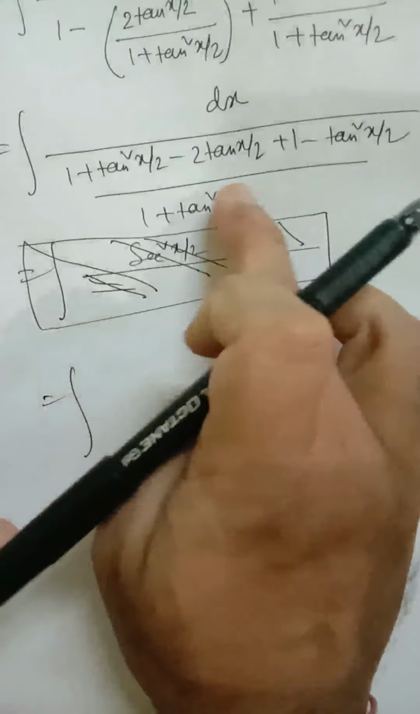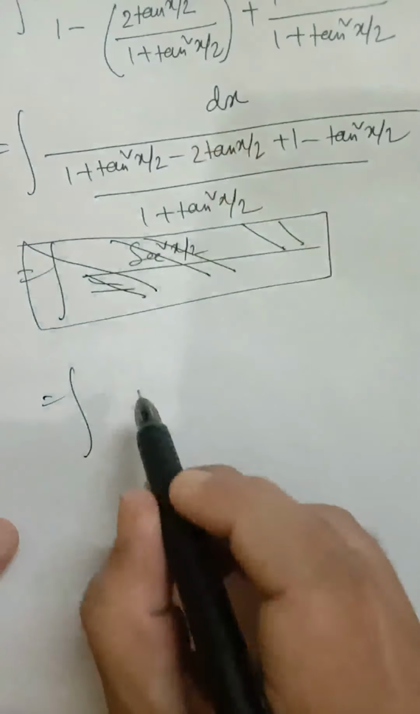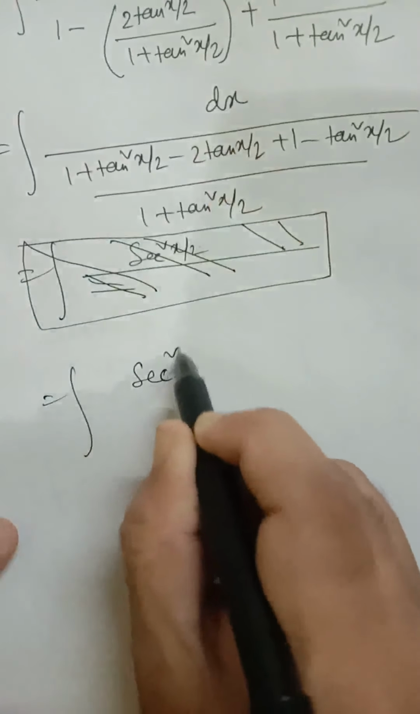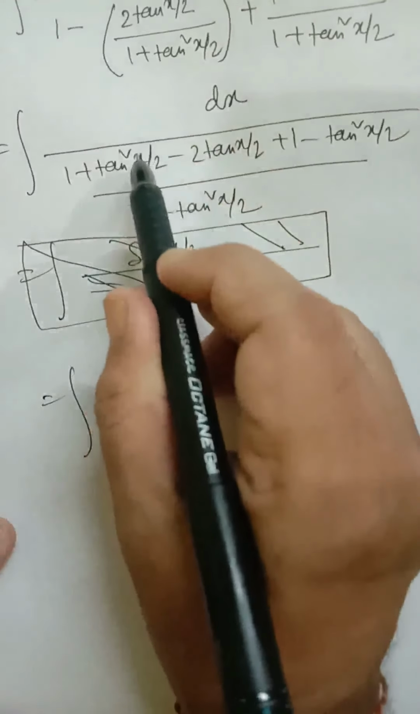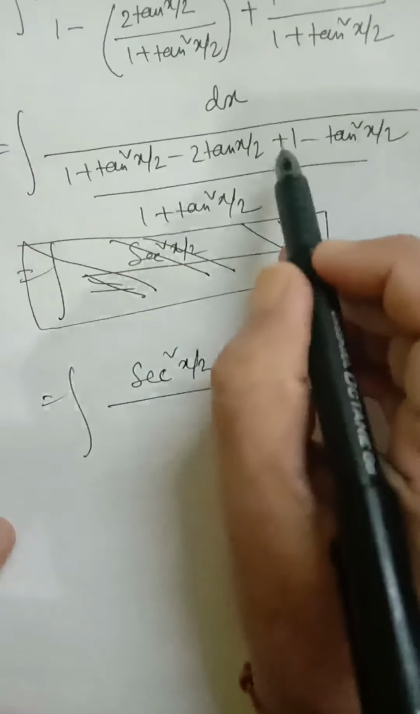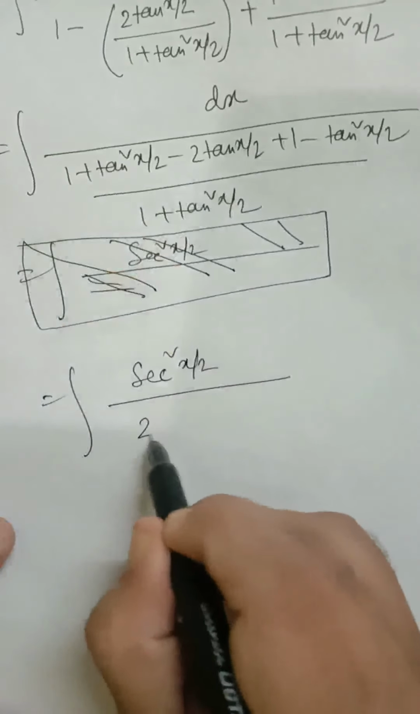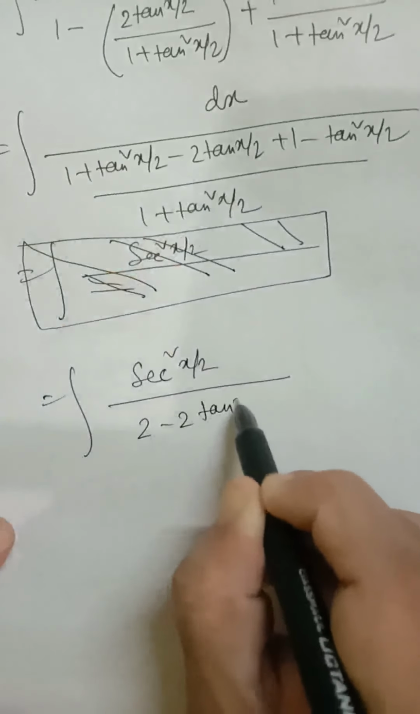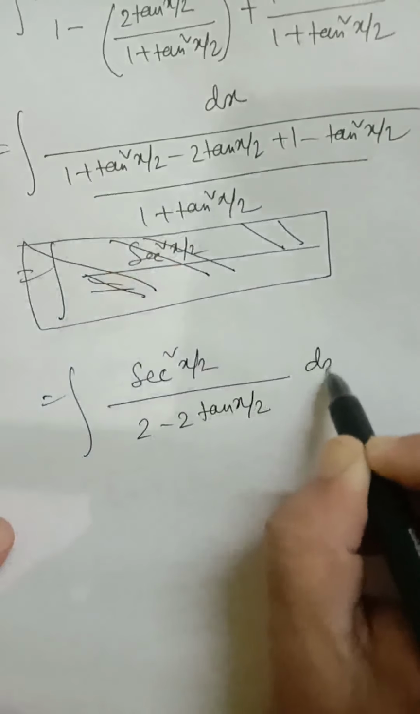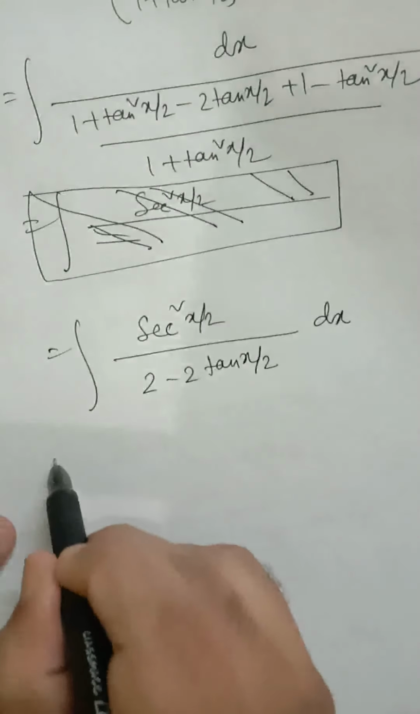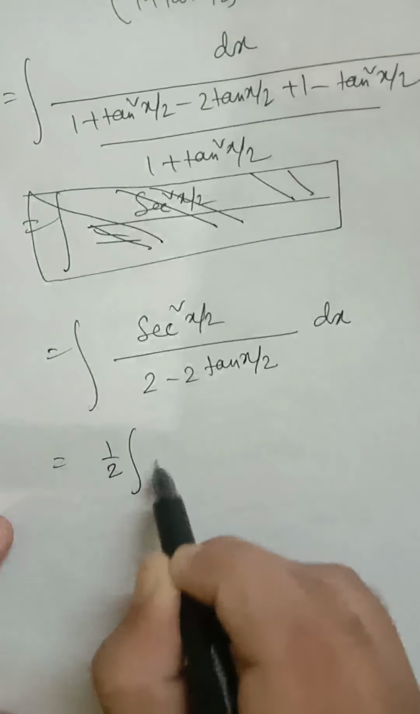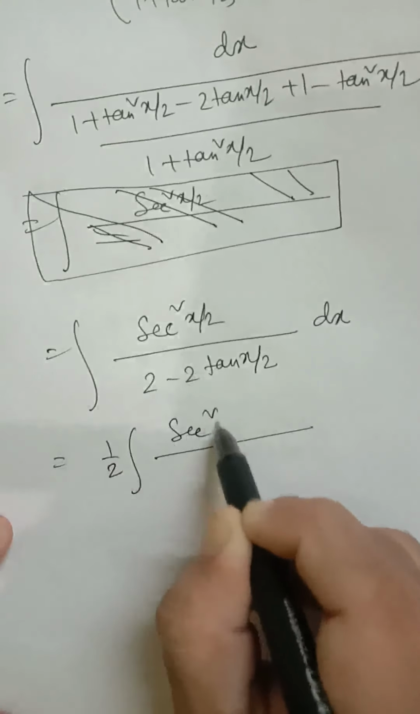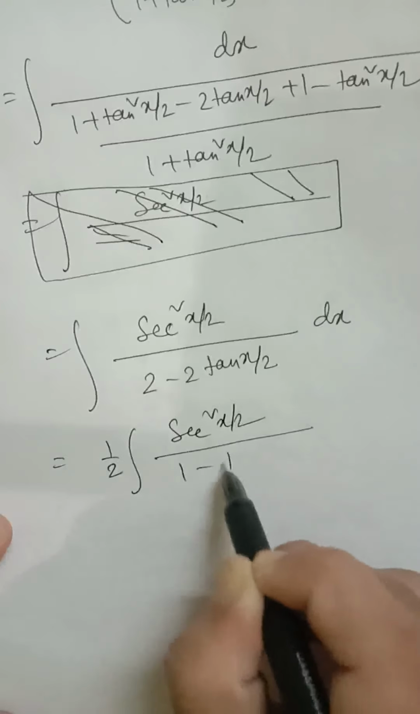1 plus tan square x by 2 is sec square x by 2, which will come in the numerator. Sec square x by 2. The denominator now, you see tan square will get cancelled. 1 plus 1 is 2. 2 minus 2 tan x by 2. Taking 2 common, so it will be half into sec square x by 2 by 1 minus tan x by 2 dx.